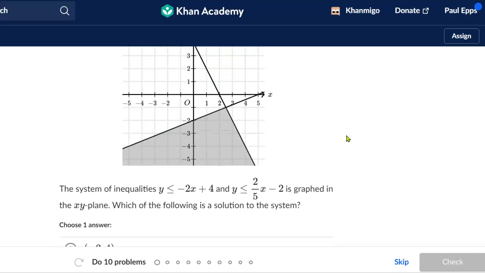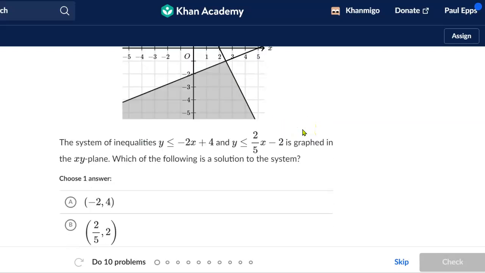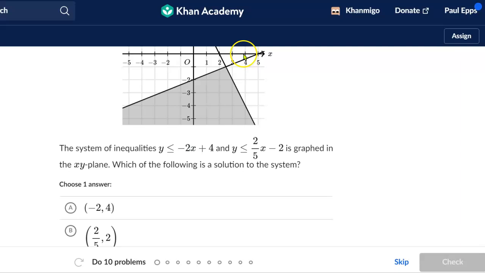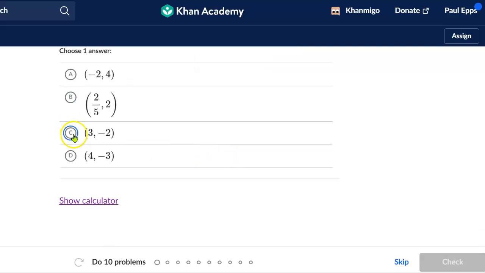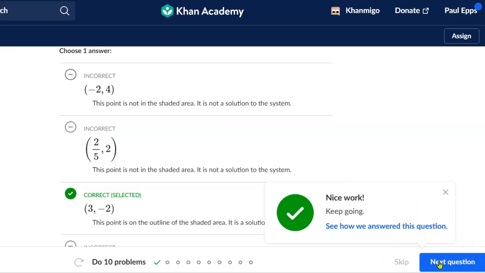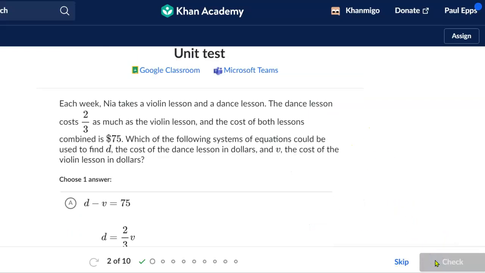How about 3, -2? It looks like it's right on the edge there. And what's the last choice? 4, -3. That's not going to work. So let's go with this one. All right. Next.